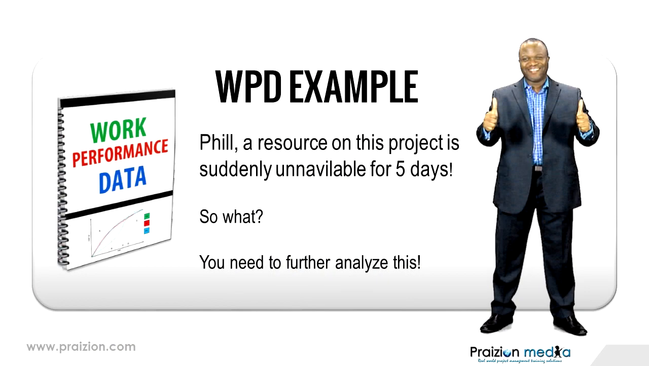I'll give you a very rough and quick example. Let's use a raw observation such as Phil, a resource on this project, has gone on vacation, or Phil, a resource on this project, is suddenly not available and he will not be available for the next 5 days. That's a raw observation. But what about that? What is the relevance of you telling me Phil will not be available?